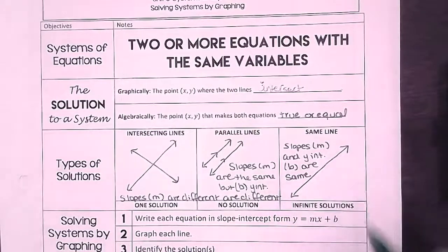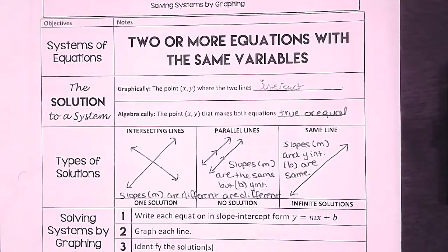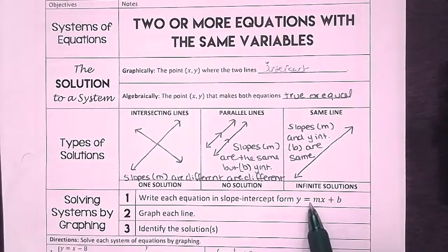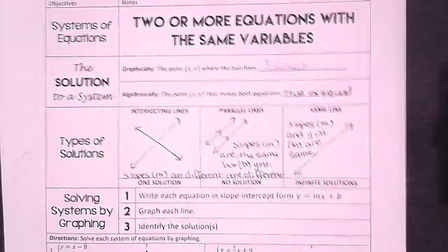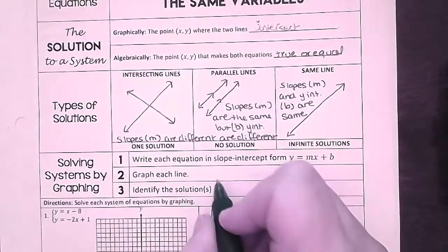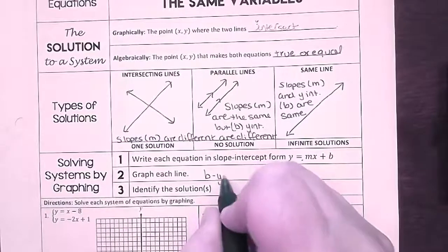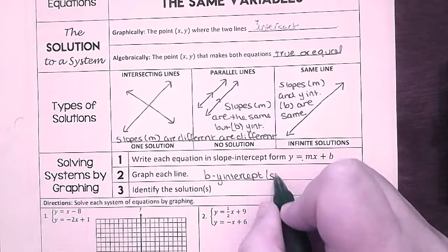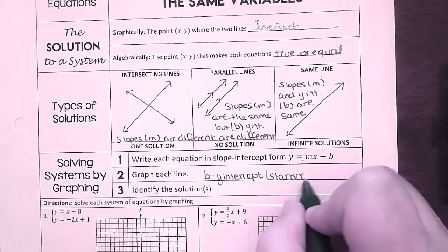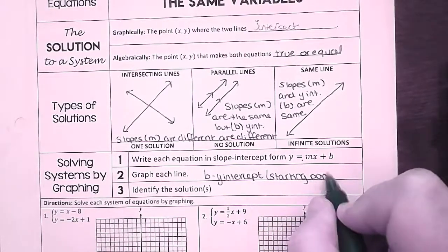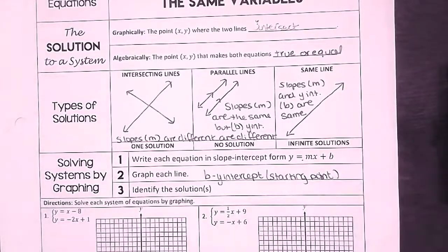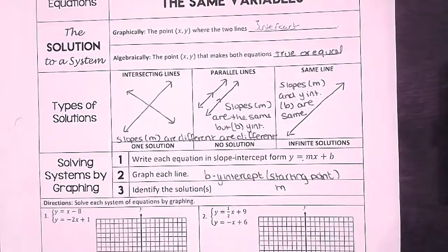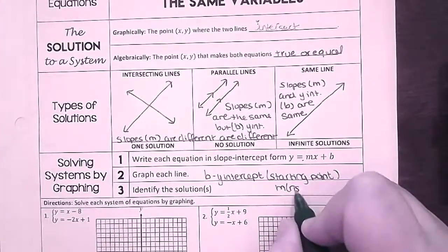So when we're solving by graphing, we have to make sure everything's in slope-intercept form, which is y equals mx plus b. Then we graph each line. As a reminder, b is your y-intercept, and that's what we call your starting point. Your slope is like your GPS. It's telling you where to go. So you're going to use rise over run.